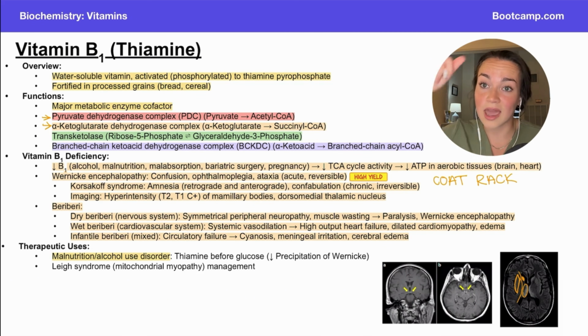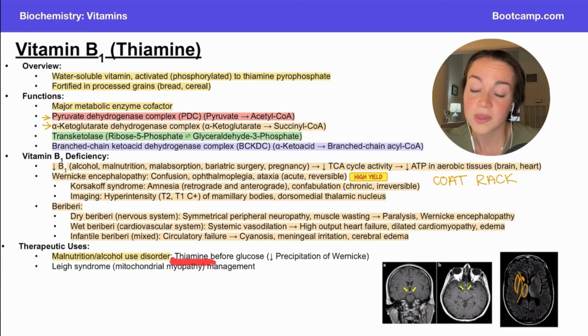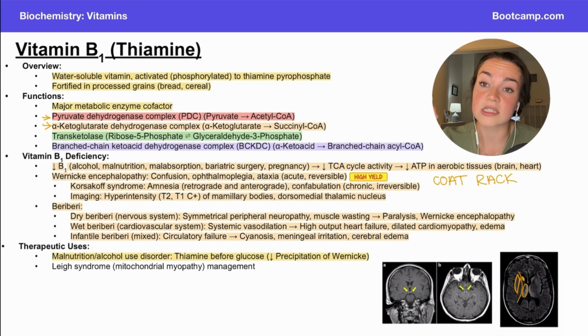You'll see these banana bags are these bright yellow bags of vitamins, basically, that are given to patients who need the supplementation. Now, the key is a lot of patients who may need thiamine supplementation may also be hypoglycemic, right? Patients with alcohol use disorder are predisposed to hypoglycemia. But you want to give the thiamine before the glucose, and that's because it decreases the precipitation of Wernicke encephalopathy.